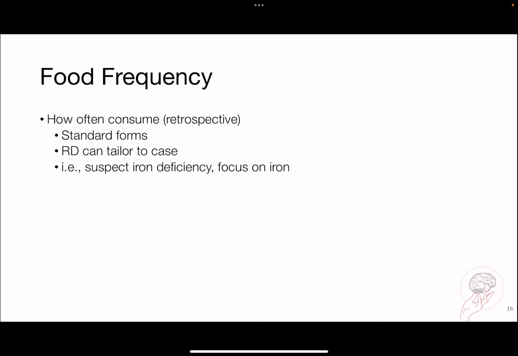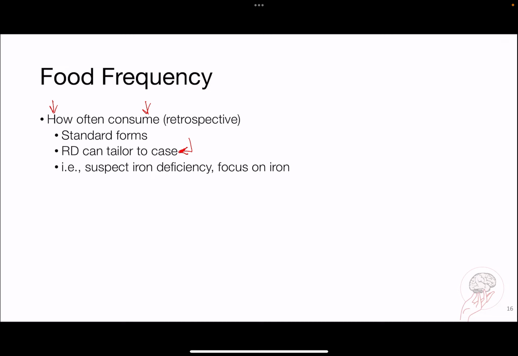So now we're going to move on to the food frequency questionnaires. Food frequency questionnaires ask things like, in the last 6 months, how many cups of milk have you drank? And they'll often give you 0 to 6, 6 to 12, something like that. They ask how often you're consuming something. What's nice about this is an RD can tailor it to a case.